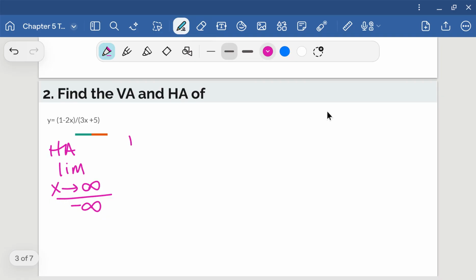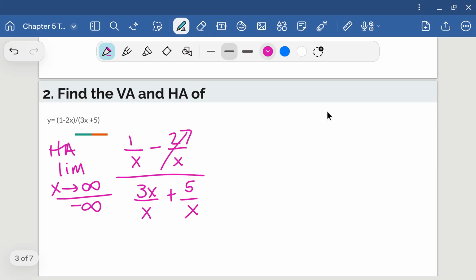So you're going to have 1 over x minus 2 over x divided by 3x over x plus 5 over x. If we plug in either limit, the last two terms are going to tend towards 0. The first term will also tend towards 0 here.